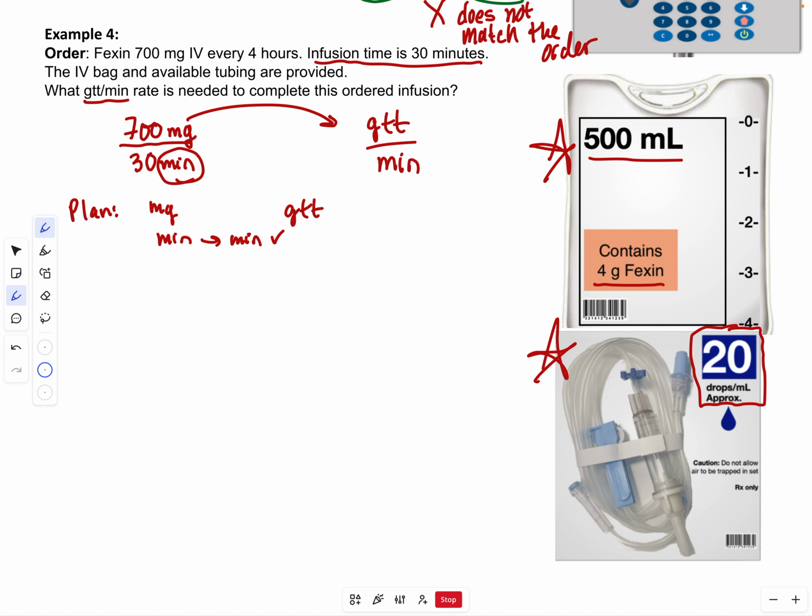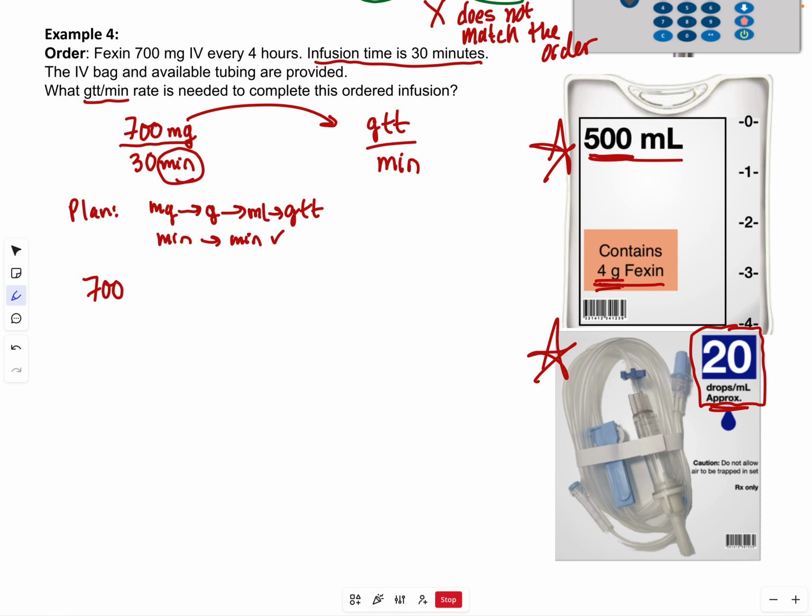Our bag has 4 grams. We need to give milligrams. So I need to go from milligrams to grams so that I can turn those grams into milliliters, and then I can use the drop factor to turn that into drops. So I'm going to have to do these 3 conversions. And it's not that we couldn't have started the dimensional analysis and got to that point, but these problems aren't always, especially if we're not comfortable with them, we haven't seen them before, it's better to start with our plan and now begin the dimensional analysis.